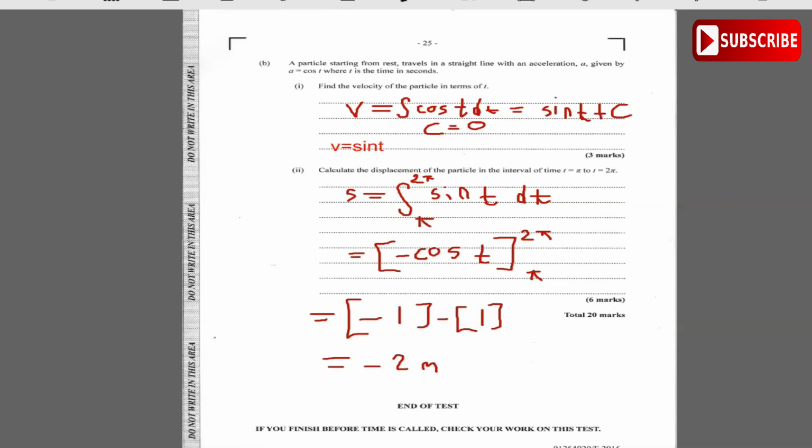So what that means is that if you want to write it out in words, you can say that the particle traveled 2 meters in the opposite direction from its start point.